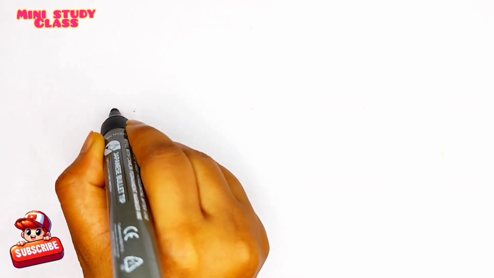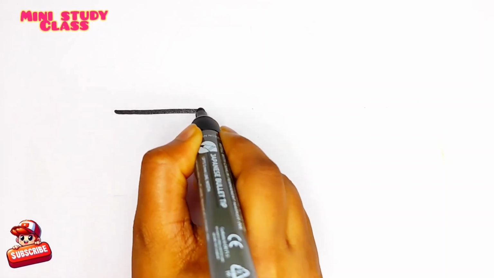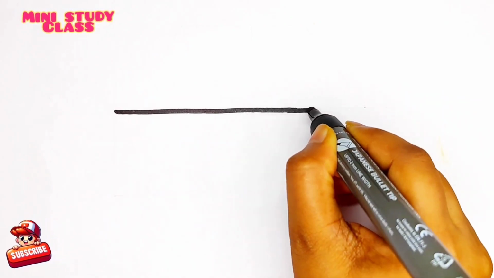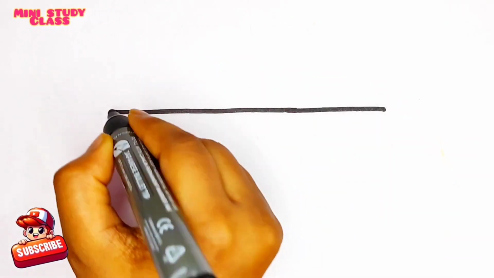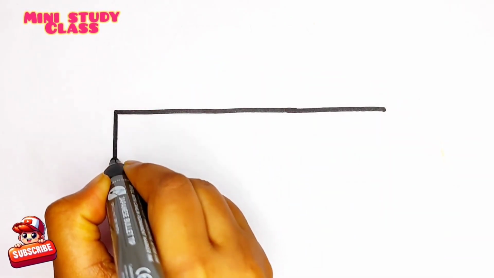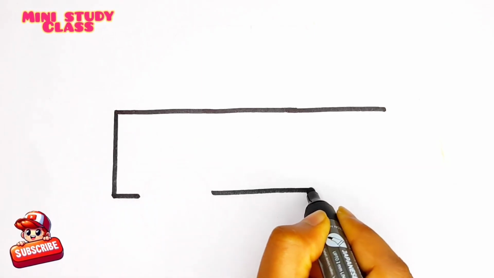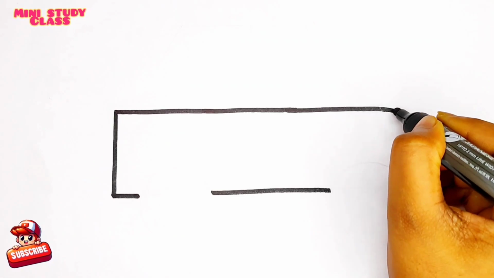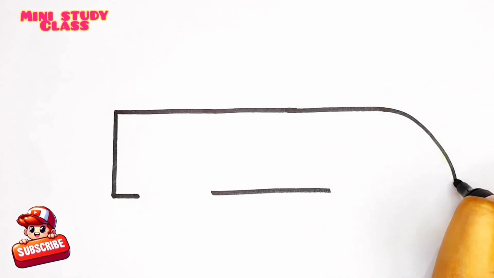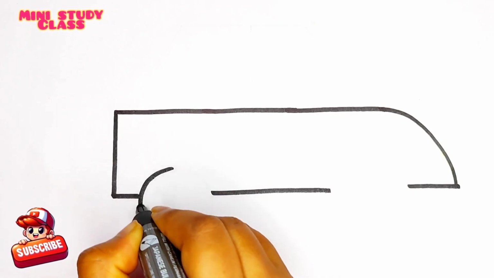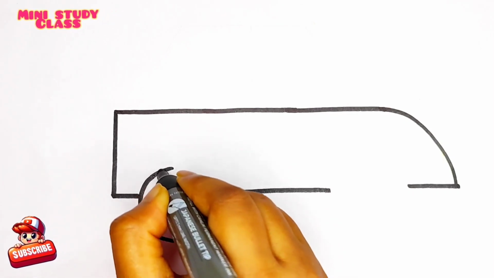Are you ready for a new video? Today we draw a car. At first, we draw a straight line. Parallelly we draw some straight lines. Next we draw the front side of the car. Then we draw wheels of the car.